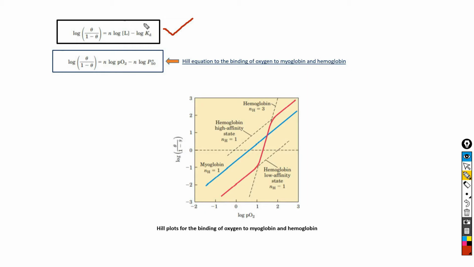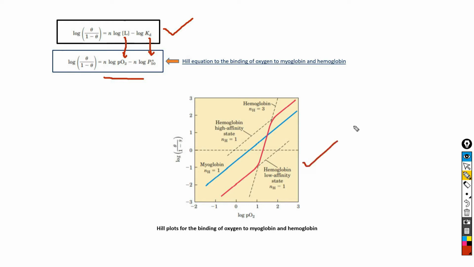So to adapt the Hill equation to the binding of oxygen to hemoglobin, we can substitute the concentration of ligand by pO2 and Kd by P50 to the power n. After substituting, the equation becomes this, which is log of theta divided by 1 minus theta equals n log pO2 minus n log P50. And this is the Hill equation for the binding of oxygen to myoglobin and hemoglobin.